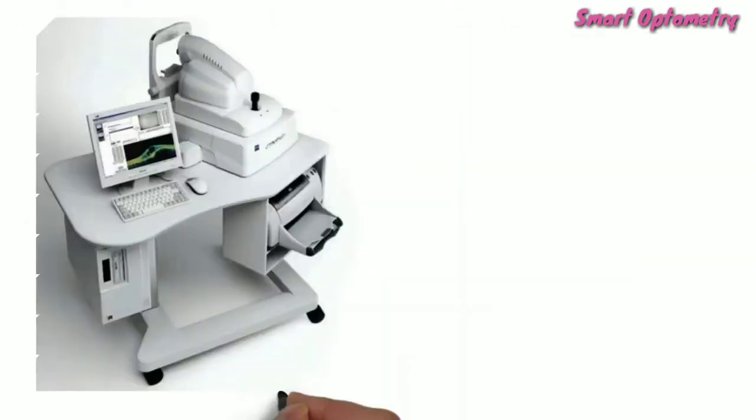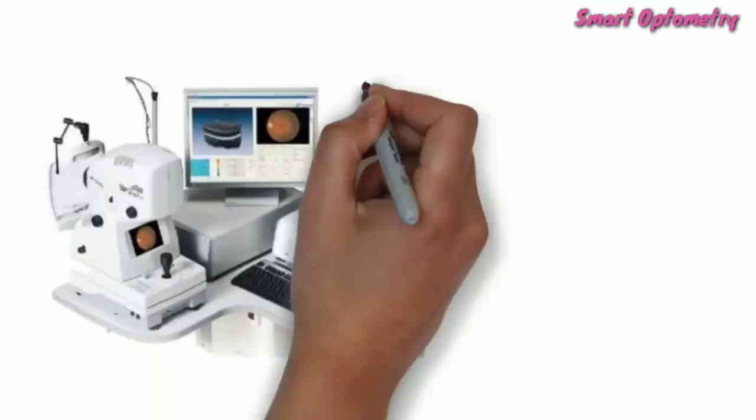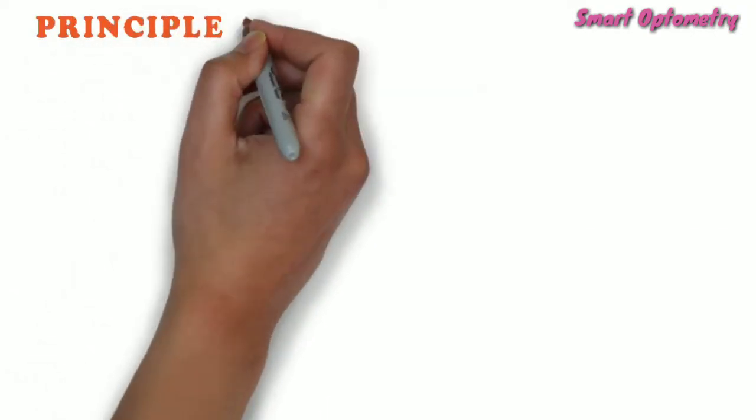Here are some examples of OCT machines. This is Zeiss Stratus OCT and this is Topcon 3D OCT 1000. Let's study about the principle of OCT.